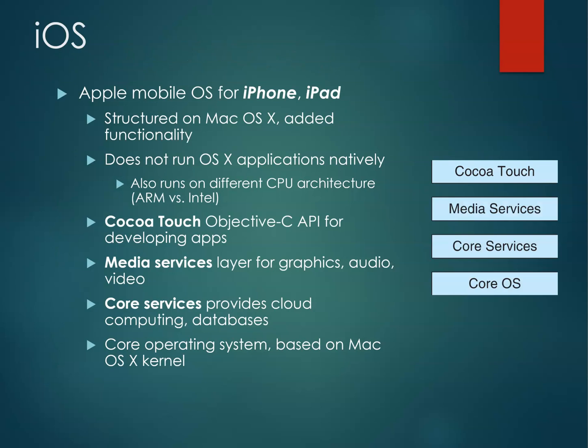iOS is a mobile operating system. It's roughly based on Mac OS. It doesn't run OS X applications natively, only iOS applications. It can run on different CPU architectures, although these days it's limited more and more to Apple's M2 stuff. Cocoa Touch is an Objective-C API, or these days a Swift API, for developing apps. There's media services, core services for cloud computing, etc., and a core operating system based on Mach.